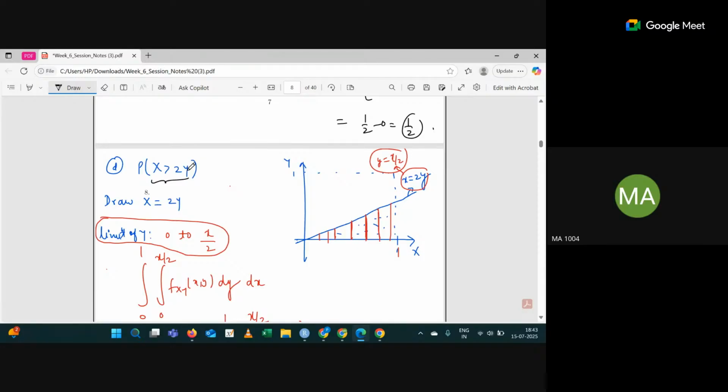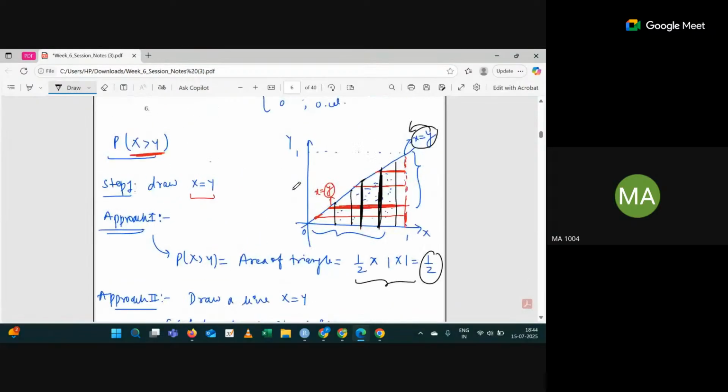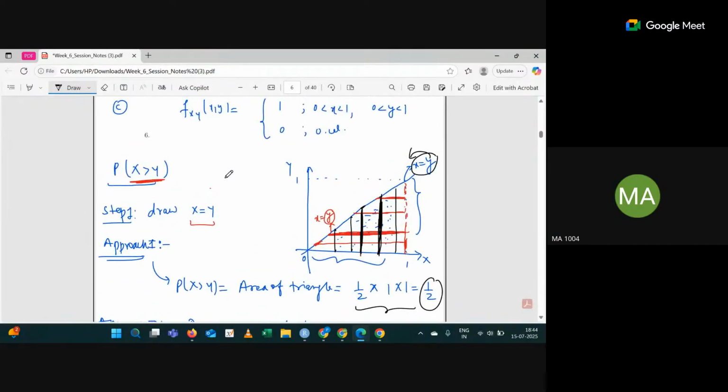Okay. So sir, for this question, can you help once again with the limit of x? Which question? The same question, the D part, x is greater than 2y. Yeah, tell me, according to you, what should I write? So I'm just trying to understand the limit of x here. Yes. So y might vary from x by 2 to 1. Okay, I will do. Why I'm not telling you is just to keep you thinking.